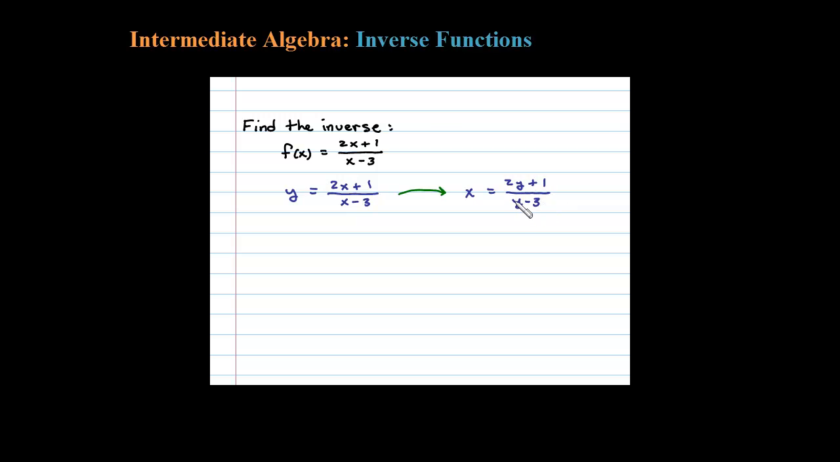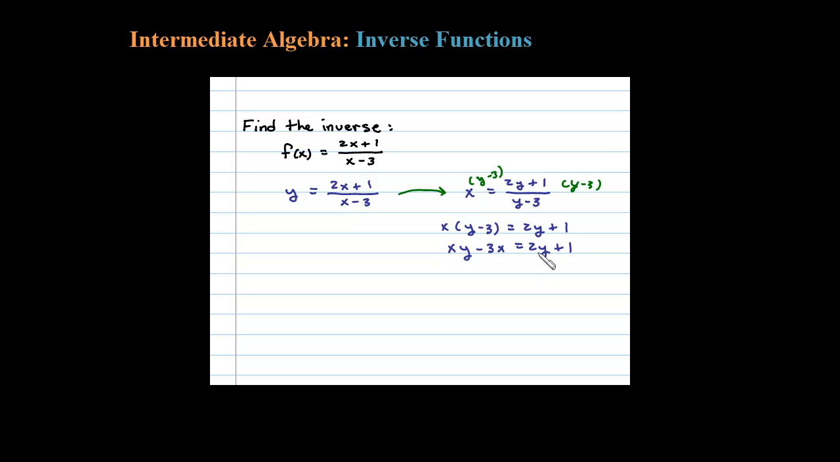Okay, and then we have to solve for y. And that's where it gets a little bit tricky. On this one, what I'm going to do is multiply both sides by the quantity y minus 3. That'll leave us with x times y minus 3 equals, here the y minus 3 cancels, so 2y plus 1. Okay, and then distribute the x. So we'll have xy minus 3x equals 2y plus 1.